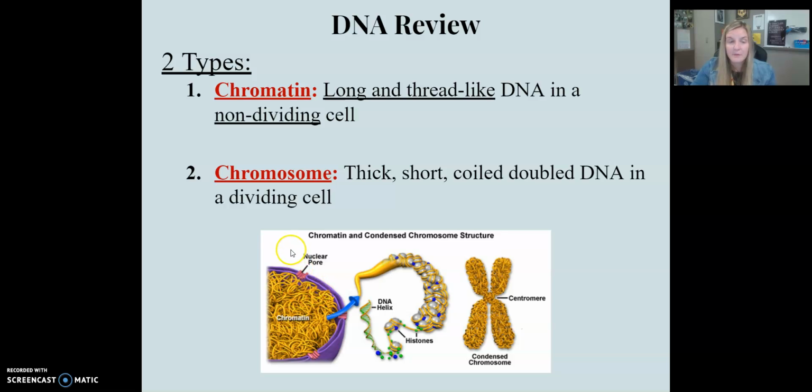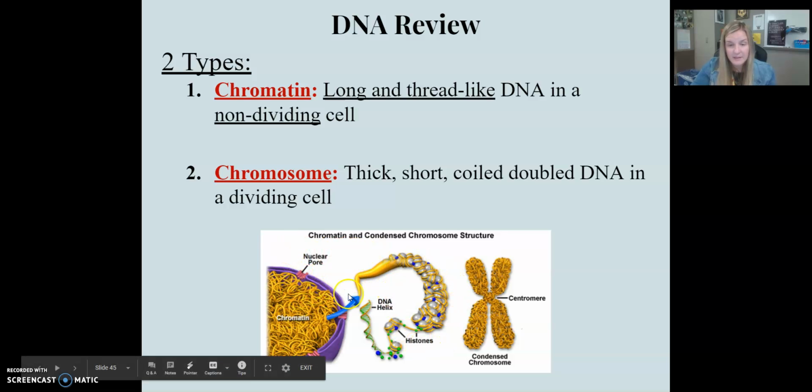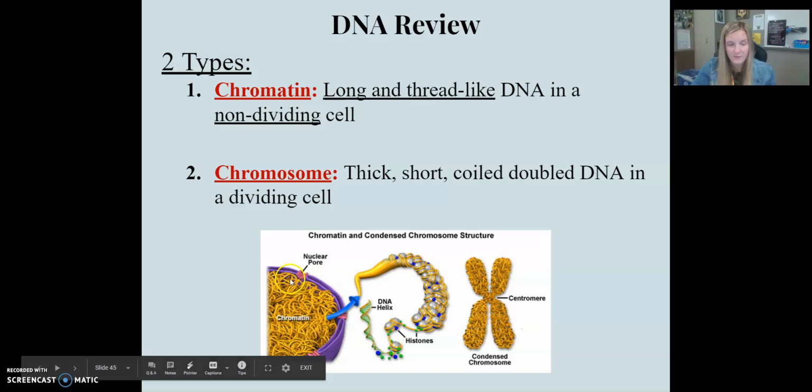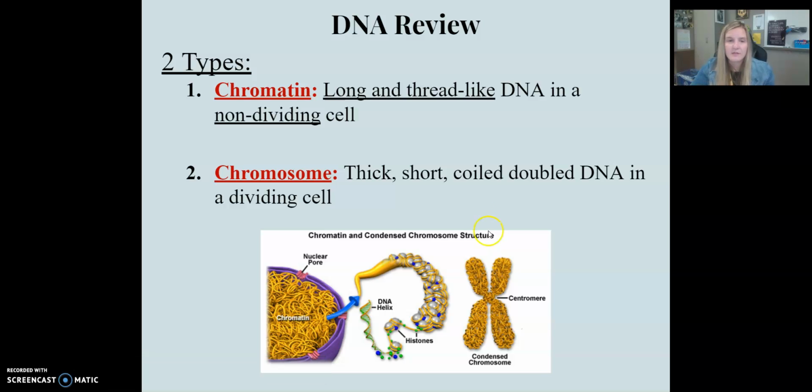But before our cells divide, this DNA will wrap tightly around histones to create a chromosome, which is this X figure here. It's just this DNA tightly wound to create this X shape. And so chromosomes are thick, short, coiled double DNA in a dividing cell. And so before our cells divide, it has to take it from this chromatin and create this chromosome by winding up tightly to create those X's.